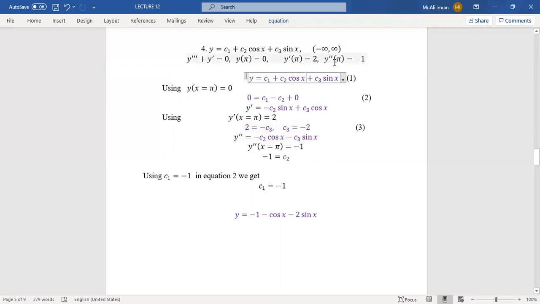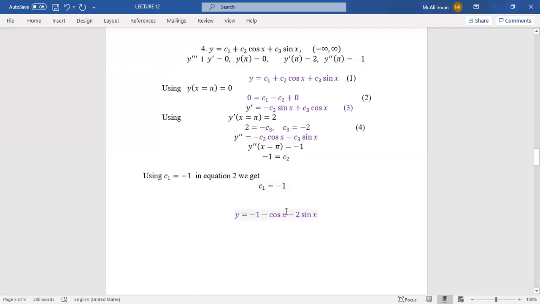As the third condition is on the second derivative, we will differentiate the first derivative. We may label it as equation number 3. So differentiate equation number 3 with respect to x. We have y double prime is equal to minus c2 cos of x minus c3 sin of x. Using the third condition, y double prime at x is equal to pi is equal to minus 1, we will get the value of c2 is equal to minus 1. Now we have determined the values of c3 and c2. Using the value of c2 in equation number 2, we can find the value of c1. c1 is equal to minus 1.